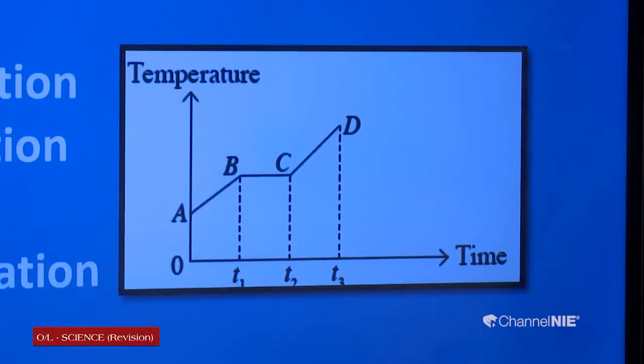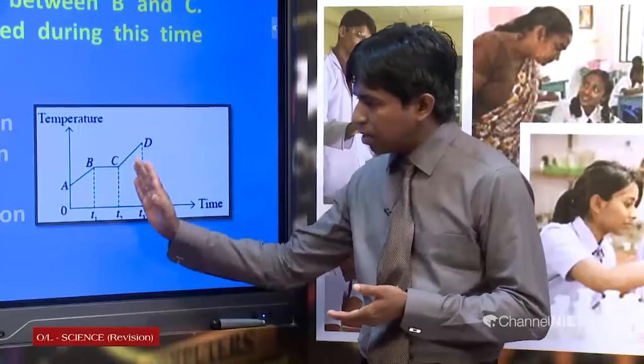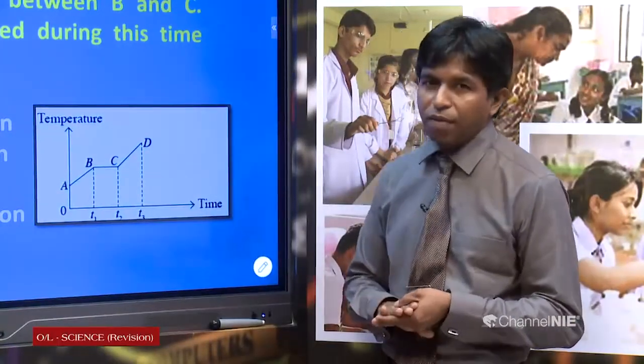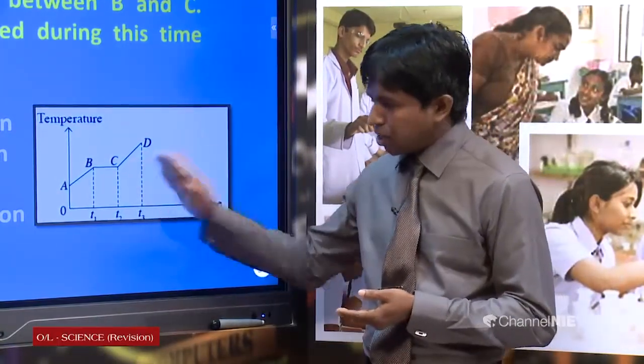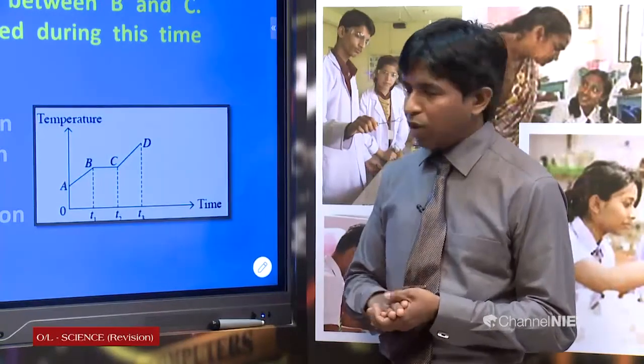B to C, at B, that is the point where wax begins to melt. So, at point B, solid wax, within a few seconds the entire cube will not melt. So, it takes some time. So, between B and C you have both solid wax and liquid wax. When it reaches point C, it is completely melted. So, we have liquid wax.